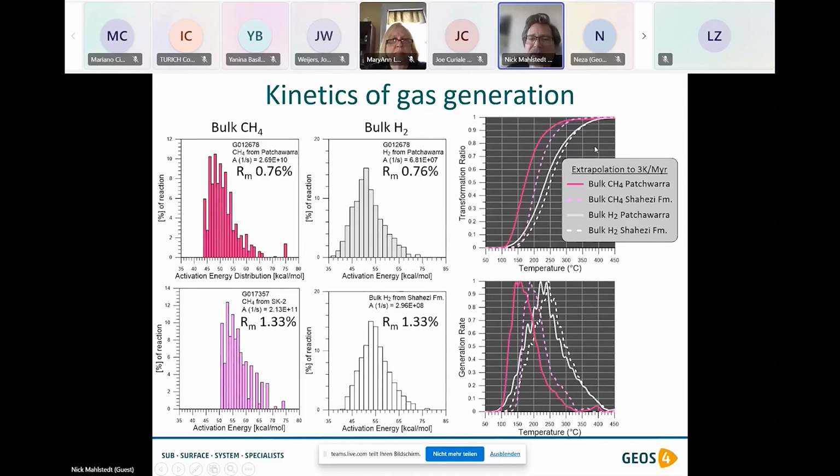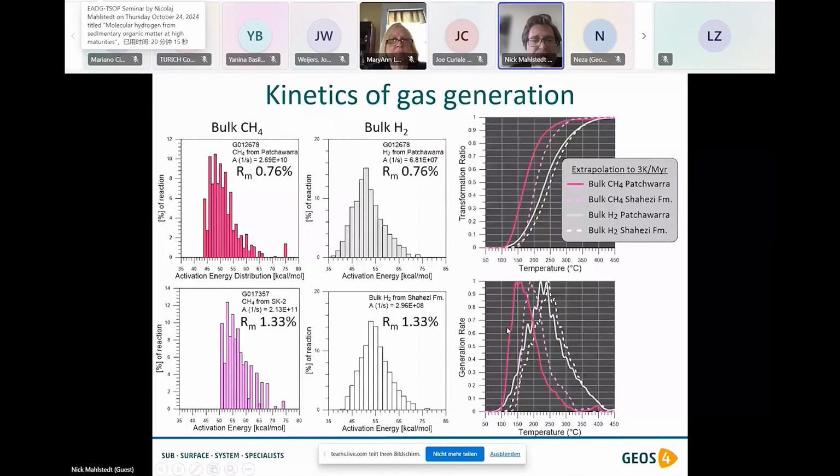Now extrapolation of the generation to geological heating rates shows that methane here in pink is always generated earlier than the hydrogen. And for both gases, both gases are generated earlier from the less mature sample. So the less stable precursor structures still present in the less mature sample are already generated or stripped away during maturation in the more mature sample. So the curves are shifted to the right, to higher temperatures.